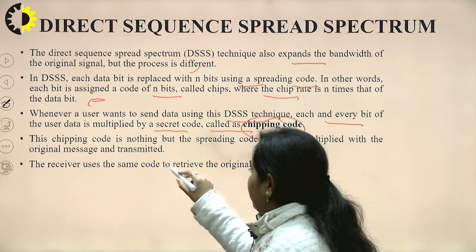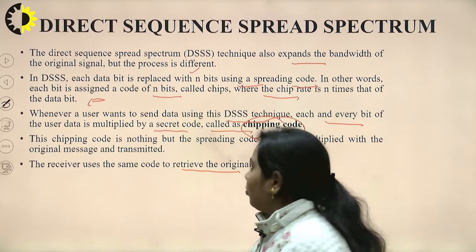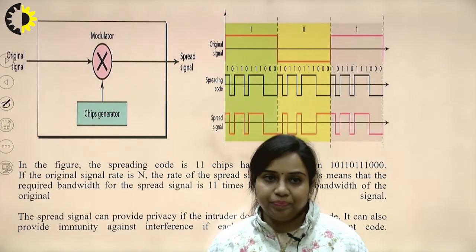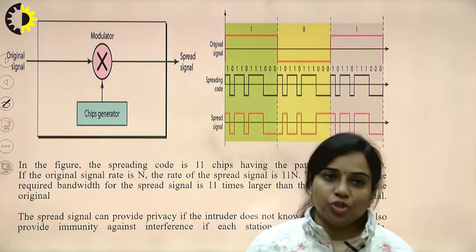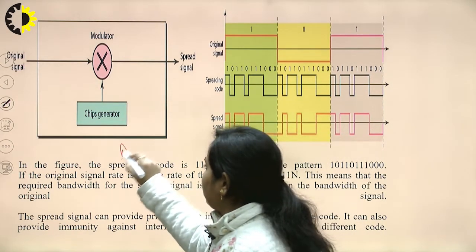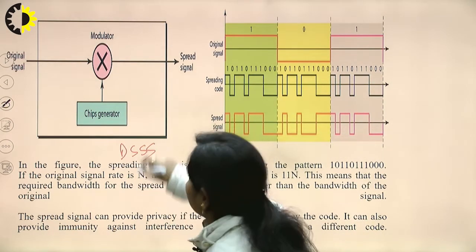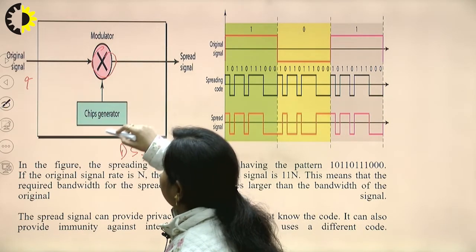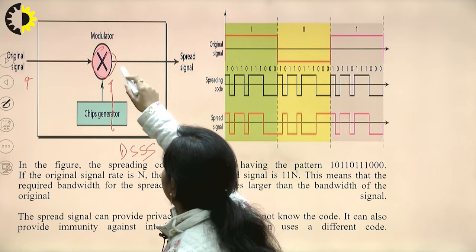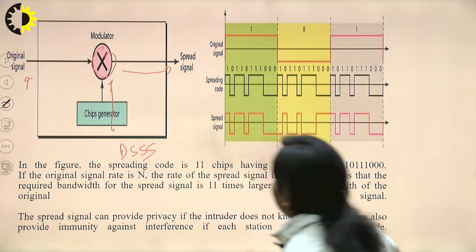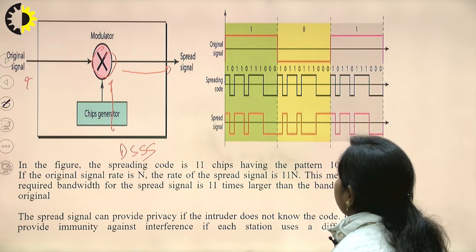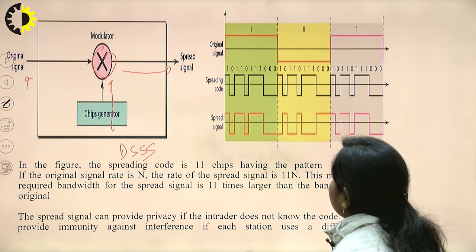Then the receiver uses the same code to retrieve the original message. That is the direct sequence spread spectrum technique. Now this is the diagram showing how DSSS will work. This is the original signal, the modulated data. Then the chip generator is applied to this, and the output of this will be a spread signal.